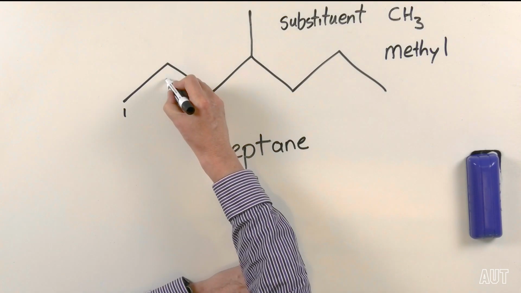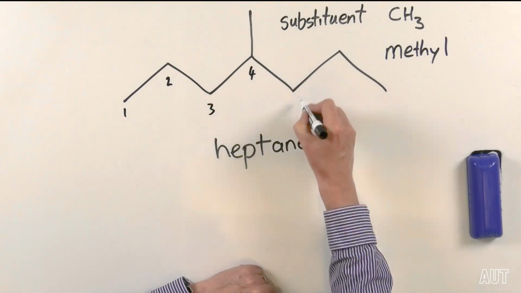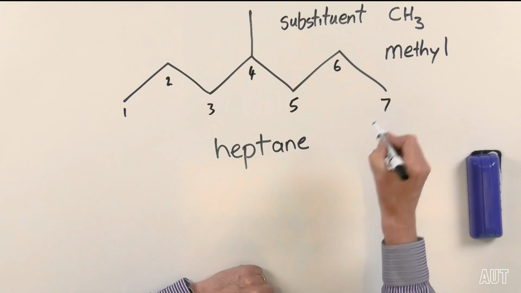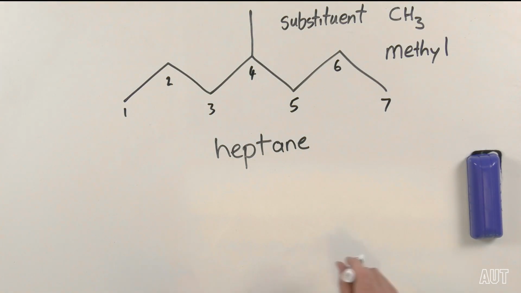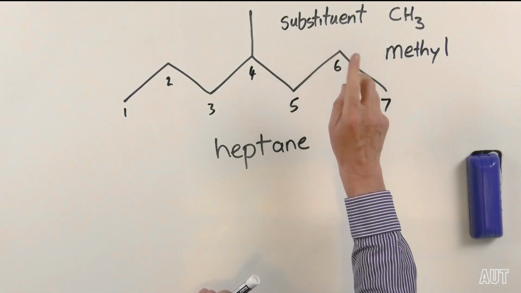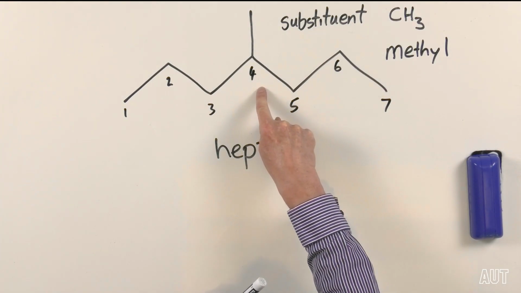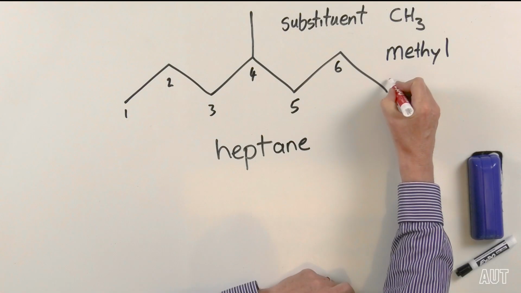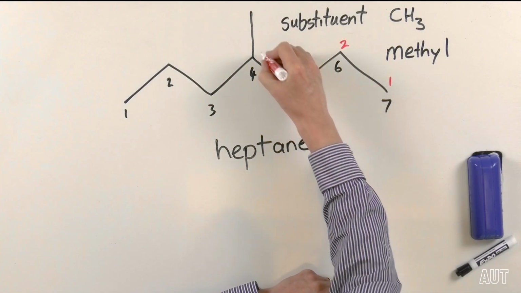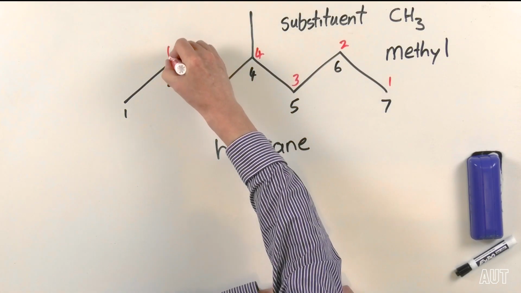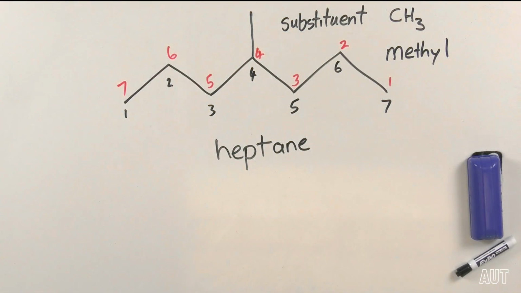Here we go. 1, 2, 3, 4, 5, 6, 7. 7 carbons in the chain. And it looks like our substituent is attached to carbon 4, doesn't it? Aha, but not so fast, you say. Not so fast, because surely you could equally well number the carbon chain from the other end. Yes, you could. So let's do that. Let's go 1, 2, 3, 4, 5, 6, 7, like so.